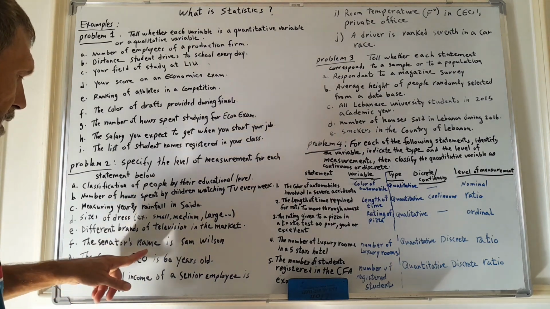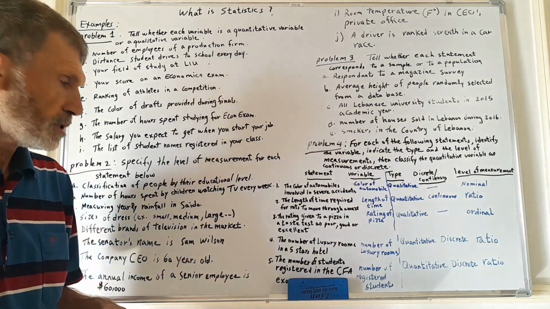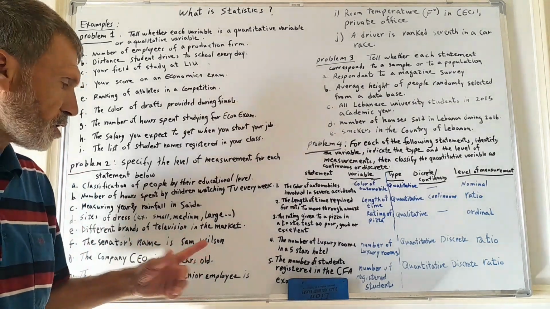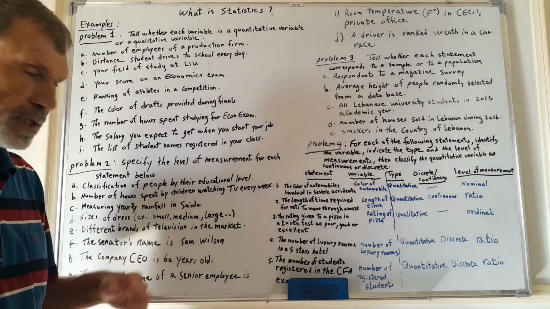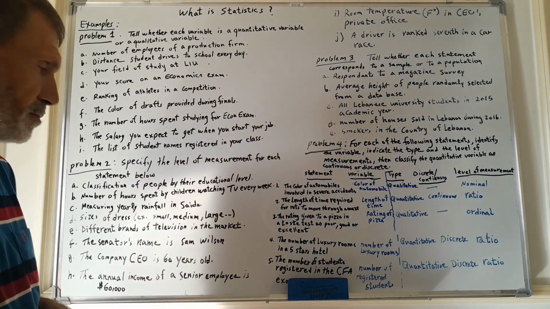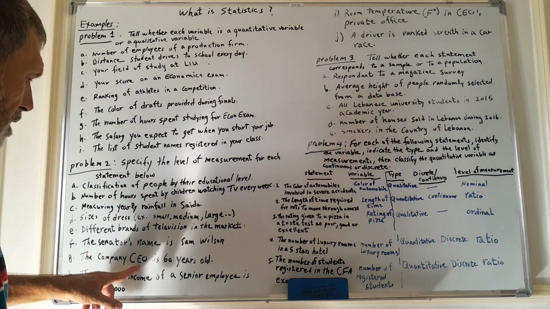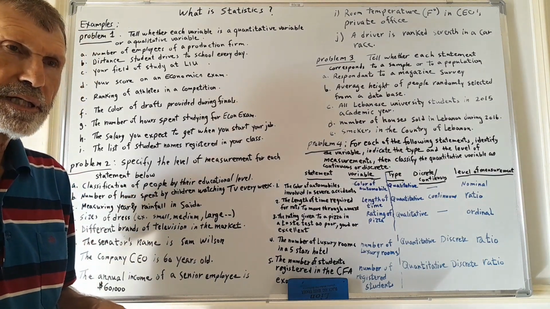The senator's name is Sam Wilson. Sam Wilson, this is his name, a description of his name. So it is nominal. It's not Wilson Sam, it is like this. The company CEO is 60 years old. Of course, it is a ratio.